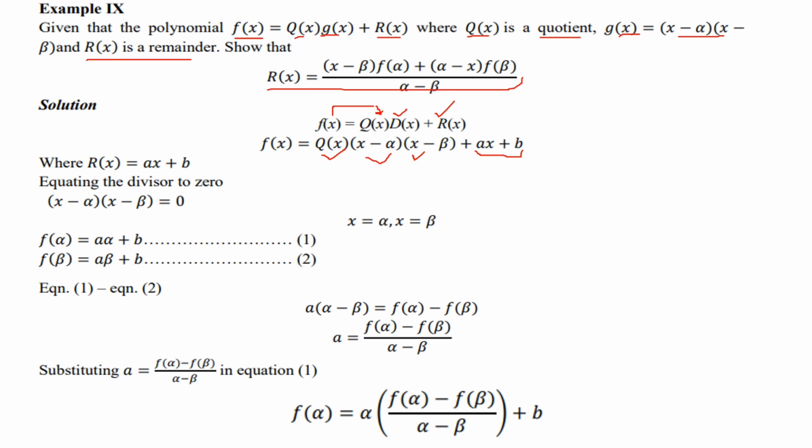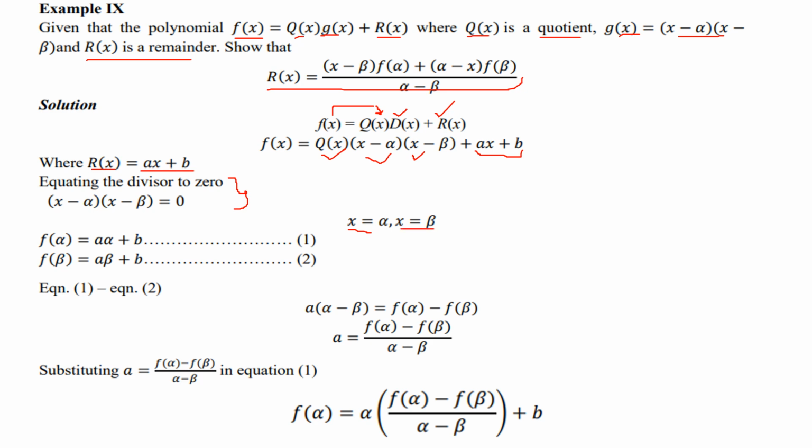So note that. That's why we are saying that the remainder r of x is going to be given by ax plus b. And now, always when you're solving polynomials, you get the divisor and you equate it to 0 so that you can get two alternative values of x. So we have x is equal to alpha or x is equal to beta. So we substitute each of them individually.